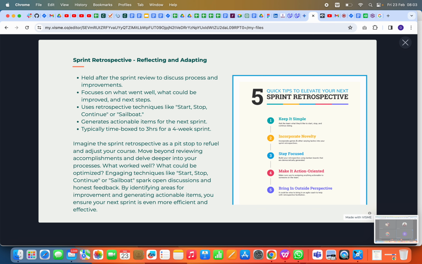And on the right side of my slide, I wrote some tips. We have to keep it simple. We have to incorporate novelty, and we have to stay focused during the sprint review, make it action oriented, and bring in outside perspective. We want to hear from everyone. What do you think? What did we do well? What can we improve on? So we are evaluating our processes. We are checking ourselves, right, in the absence of the stakeholders. All right, let's continue.